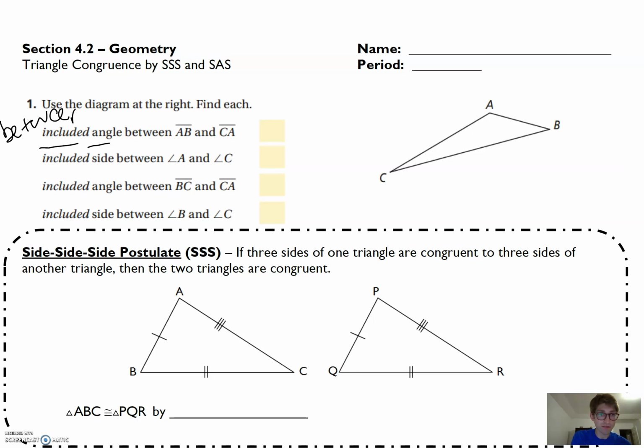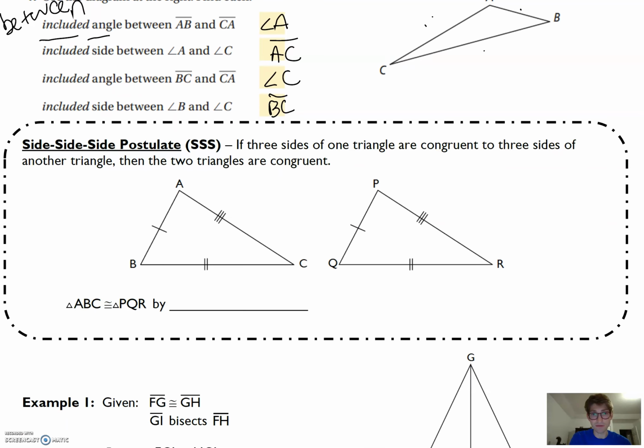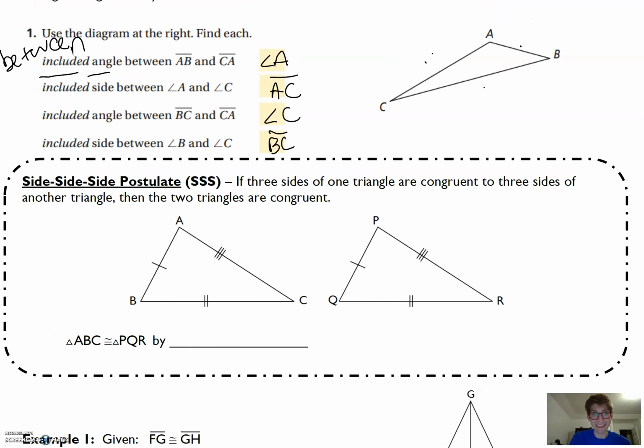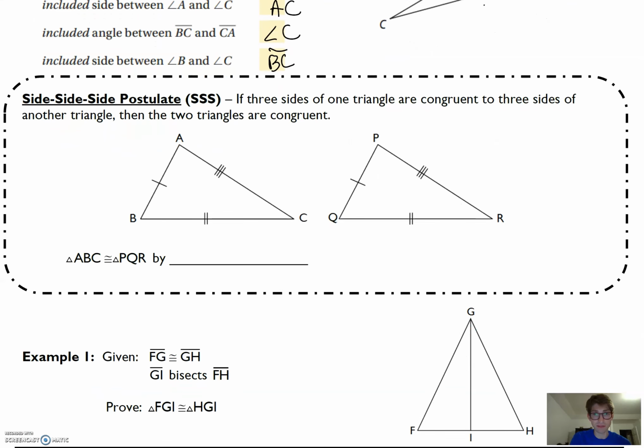So we are finding the angle that is between side AB and side CA, meaning that that is going to be angle A. Similarly, included side between angles A and C, that will be our side AC. Included angle between BC and CA would be our angle C. And then our last one, included side between angle B and C, is side BC. So that's just a little vocabulary for us to figure out what we mean by included, because that is going to be very important here at the end.